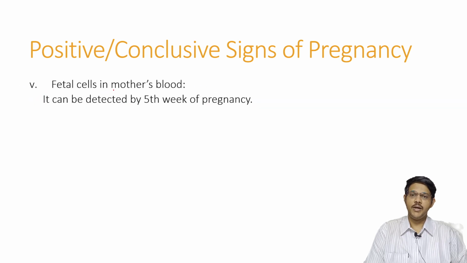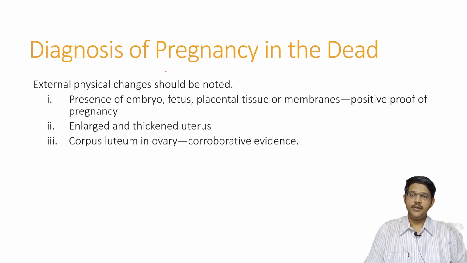Another is the presence of fetal cells in the mother's blood. So fetal cells can be detected in the mother by the 5th week of pregnancy. This also confirms that the woman is pregnant. Those are the positive signs of pregnancy in living cases.